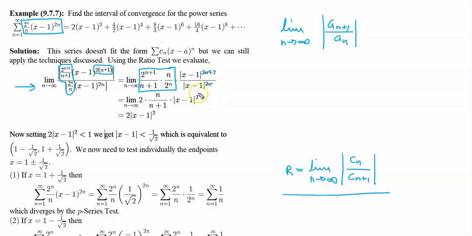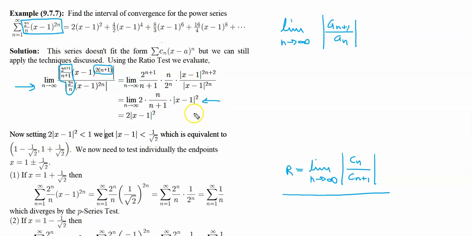Okay. Now, of course, you have right here 2 to the n times 2. So the 2 to the n's will cancel here, leaving you with just a single 2. Right there it is. And then you have n over n plus 1. Okay, so just simplifying that, we get this right here.